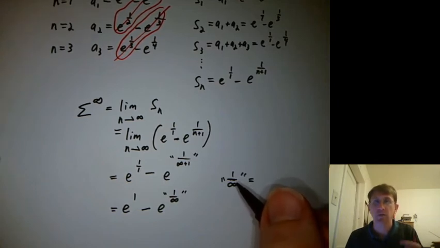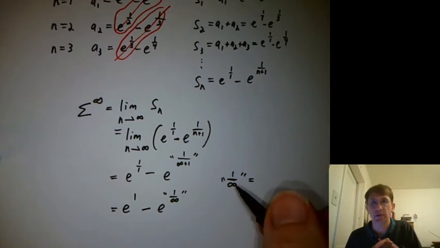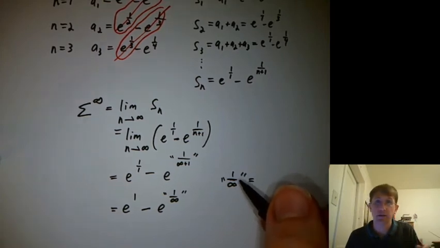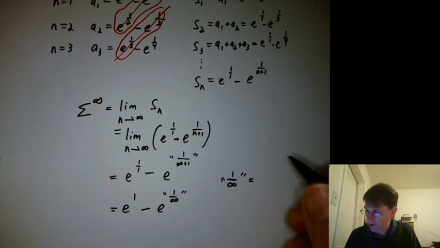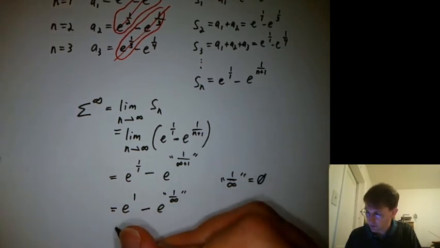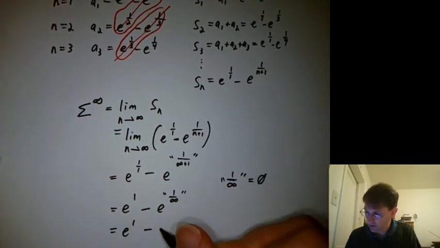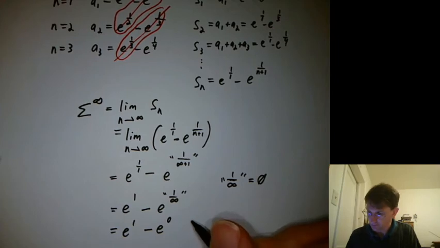1 over a million is 0.000001, maybe I missed a zero there. 1 over a billion is like 8 zeros and then a 1. 1 over a trillion is like 11 zeros and then a 1. So 1 over infinity would be an infinite number of zeros and then a 1, right? Which is basically 0. So this is e to the 1 minus e to the 0.